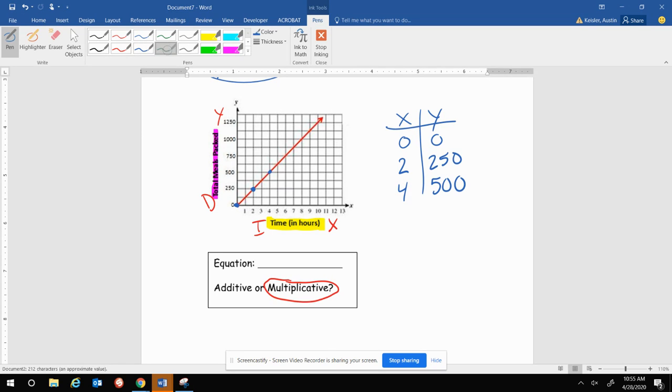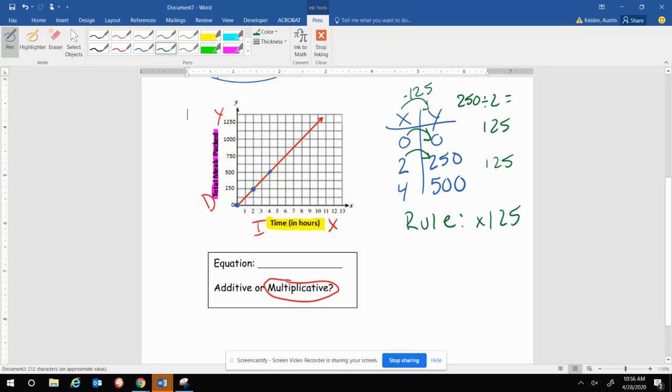Remember, we're trying to find the rule so that we can write our equation. Well, I know it's multiplication or division since it has a 0 and a 0. So I'm going to divide those two. I know that 250 divided by 2 is 125. And I know that 500 divided by 4 is also 125. So I'm multiplying by 125 each time. So my rule is going to be times 125.